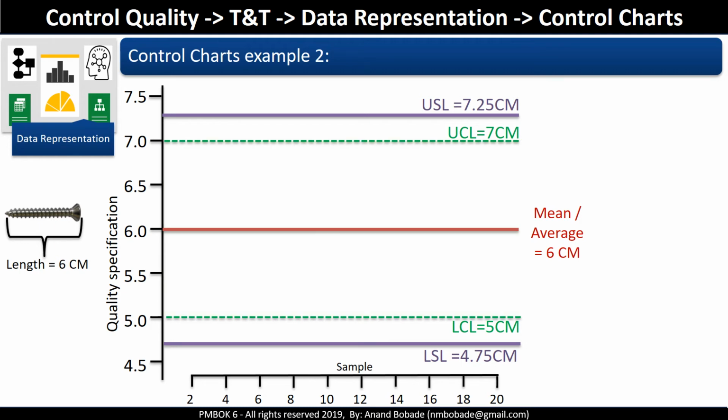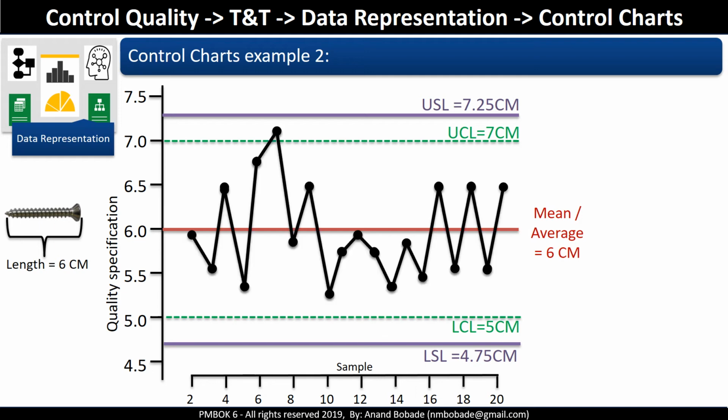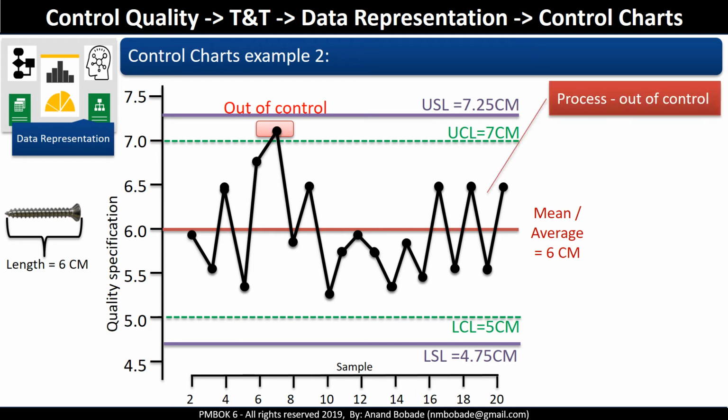Imagine next day while observing data points plotted on the control chart, you notice some variation. There is one data point which is outside upper control limit. This is called a special cause, and this means process is out of control.